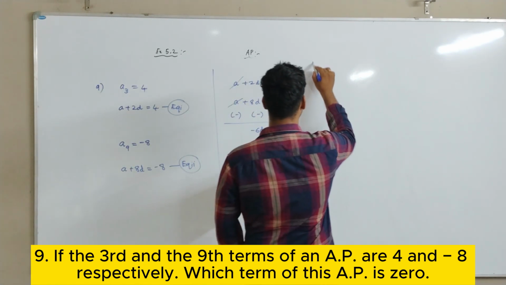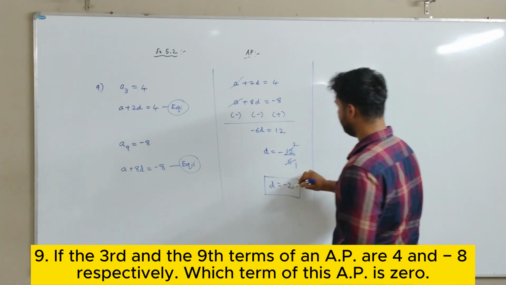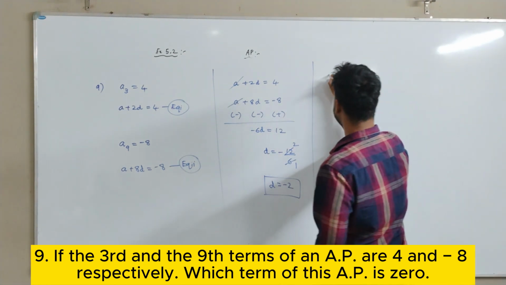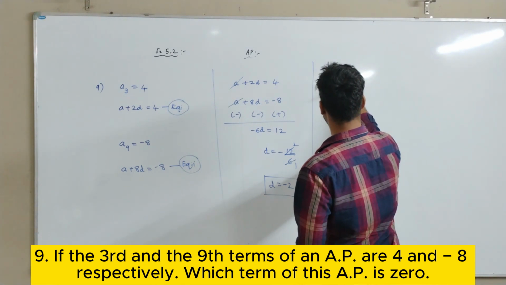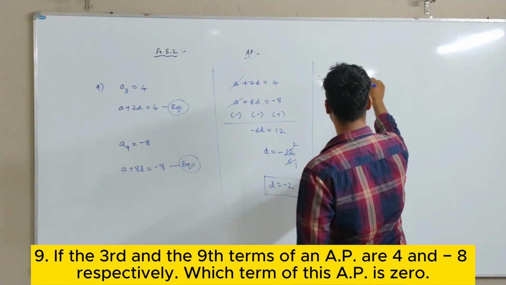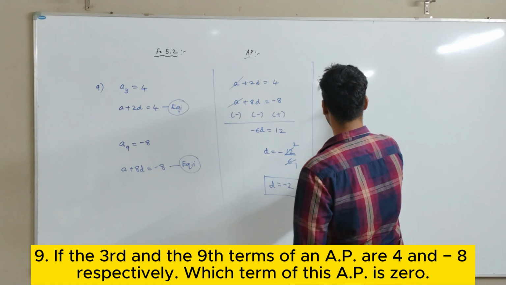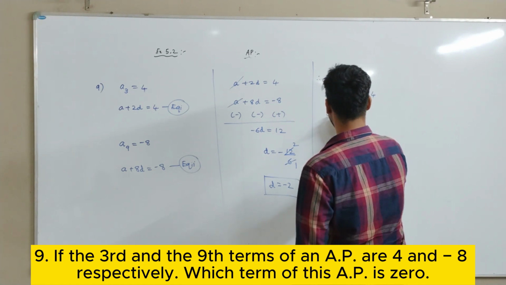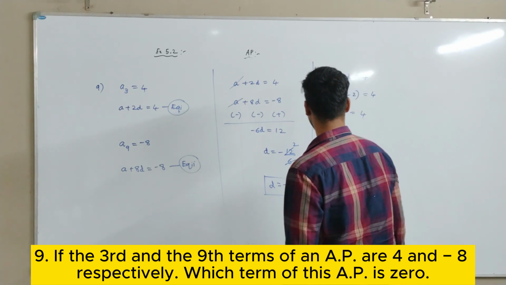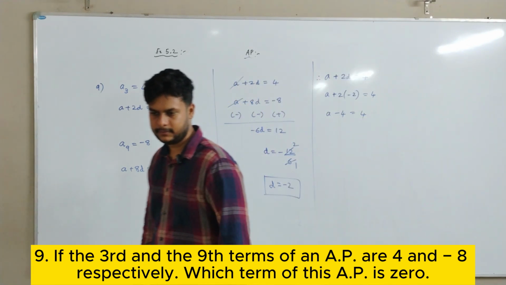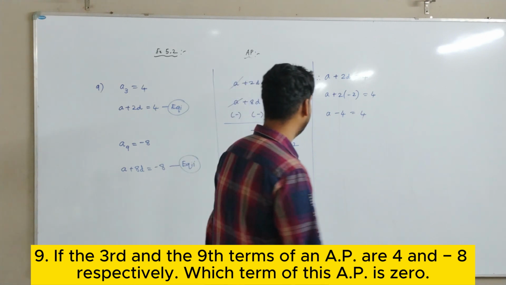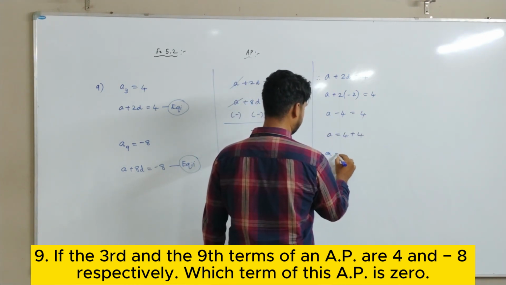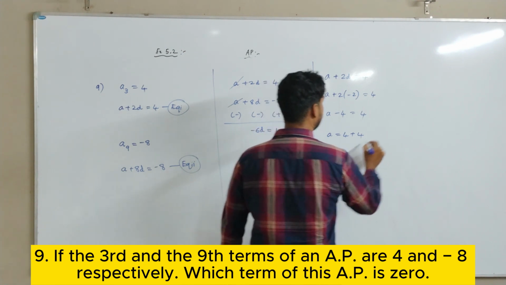After getting D is equal to minus 2, I should put this value in the first or second equation. Same thing. So A plus 2D is equal to 4. A plus 2 times minus 2 is equal to 4. A minus 4 is equal to 4. A is equal to 4 plus 4, 8. A is equal to 8.